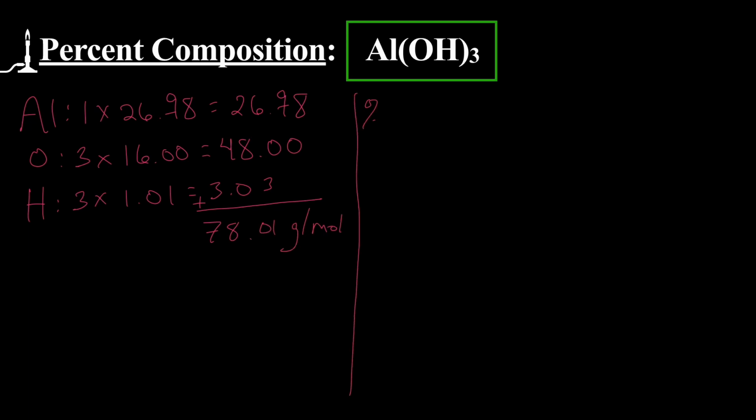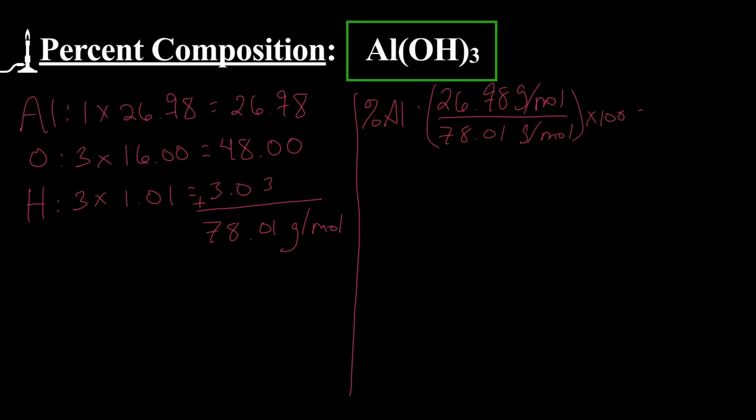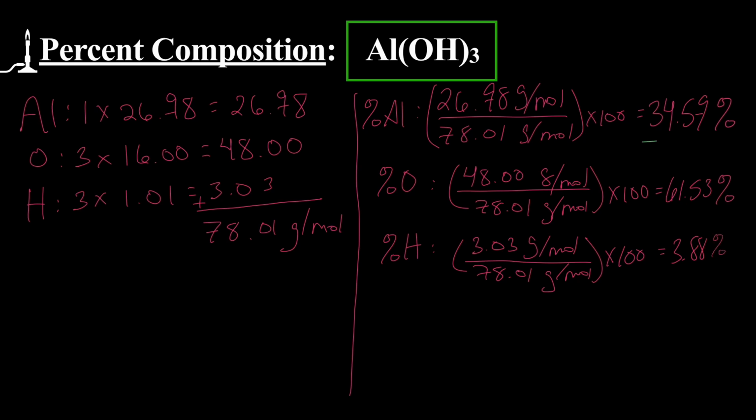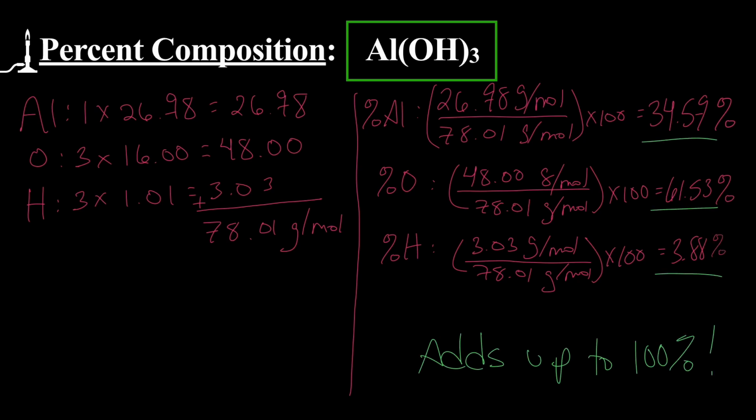All right, let's solve for this. We're going to have percent of aluminum, we'll start with. I'm going to put the 26.98 grams per mole over the total of 78.01 that I calculated previously, times 100, 34.59%. Percent oxygen is going to be 48.00 grams per mole divided by 78.01 times 100, 61.53%. Percent hydrogen, 3.03 divided by 78.01 times 100 is 3.88. Going to see that they all add to 100, and they do. One last one, and then we'll change it up.